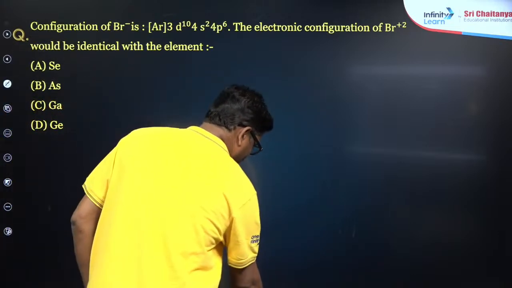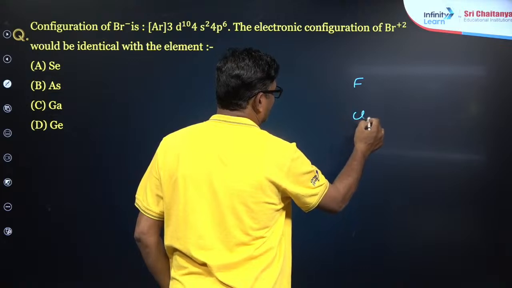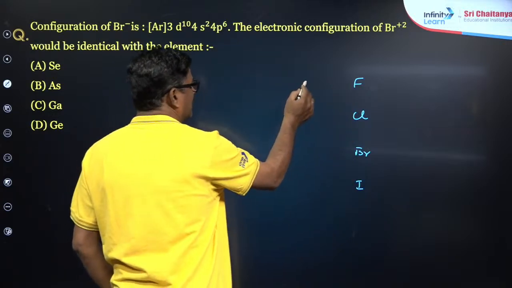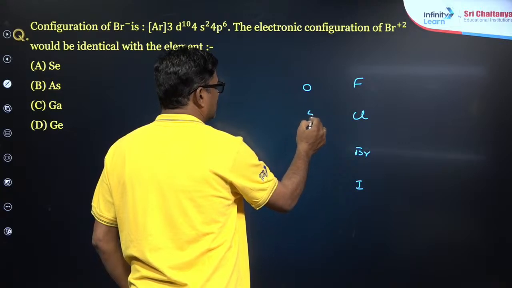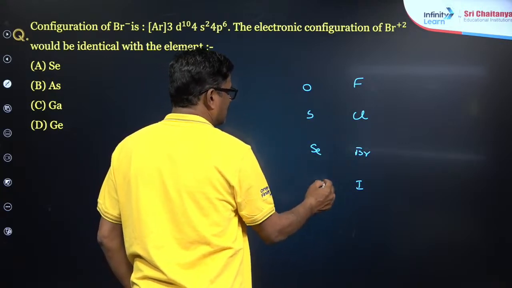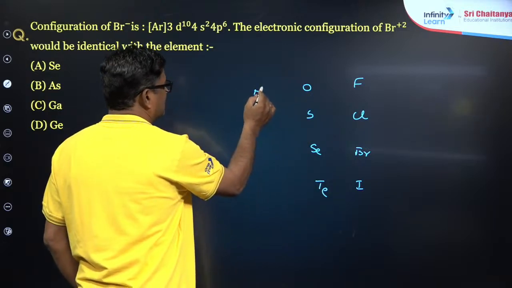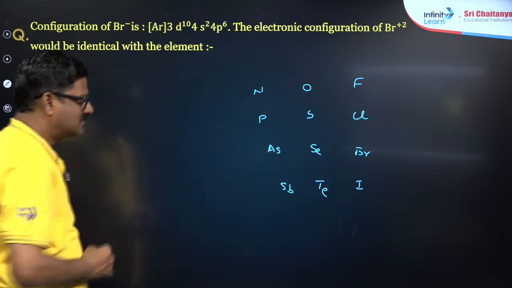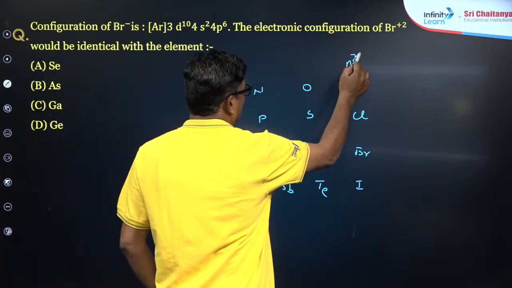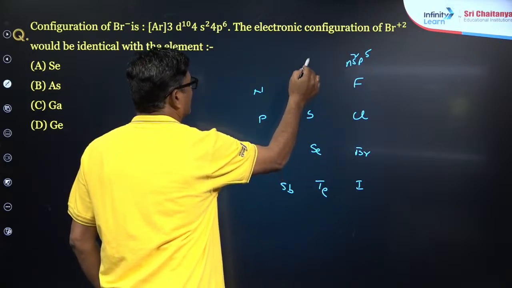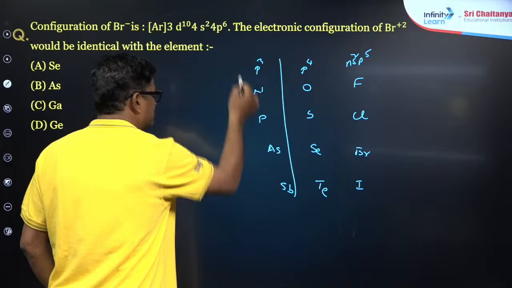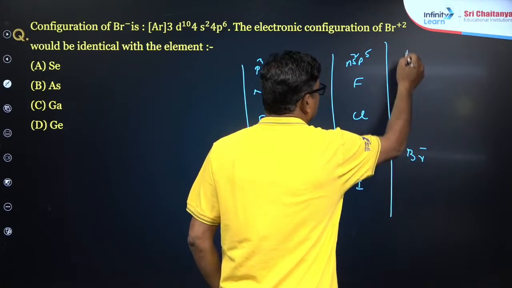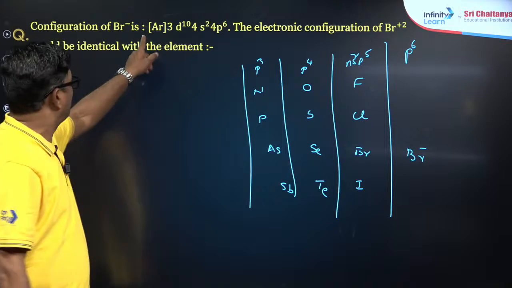Okay, let's talk about fluorine, chlorine, bromine and iodine. That is going to be oxygen, sulfur, selenium, tellurium. Nitrogen, phosphorus, arsenic, antimony. So it is having ns2 np5, np4, np3, right? He says Br minus has p6 configuration. p6 configuration. Got it?